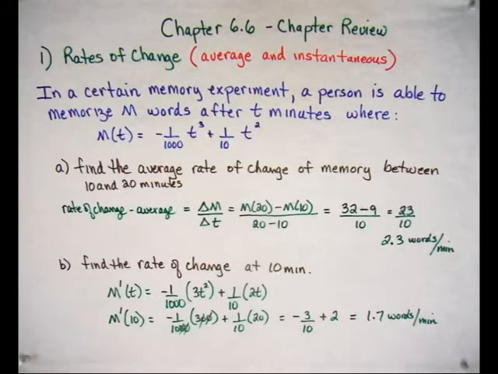And again, just to stress that you understand what we found here, this is not the average rate of change between two times. This is the rate of change precisely at 10 minutes. So 10 minutes into the experiment, the person is memorizing an additional 1.7 words per minute. That would be their rate of change.